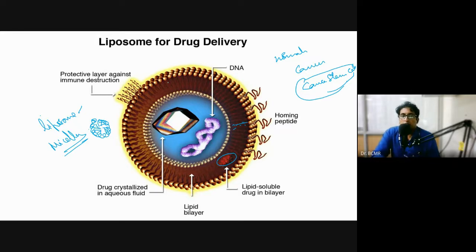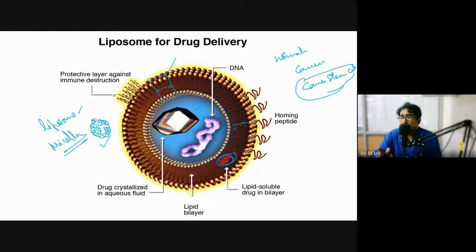Liposome, on the other hand, will have two layers, the lipid bilayer like the cell membrane. This is one layer, and this is the other layer. So if it is a lipid soluble drug, we could use micelles, or we could put it in the hydrophobic region of a lipid bilayer like that. If it is crystals, you can have them inside, and DNA is also polar, which can be put inside.